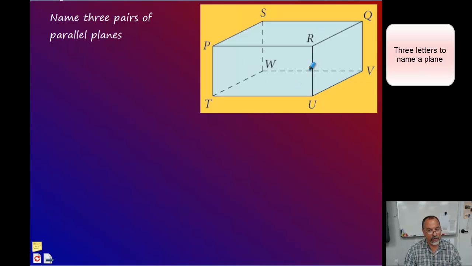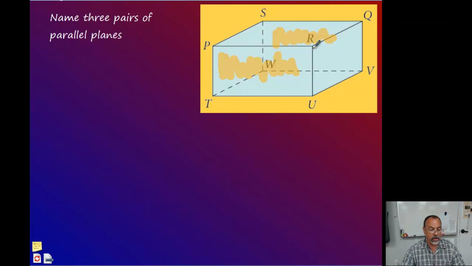Well, I'm looking at a box here. You think about a box. The front of this box, along with the back of this box, would be parallel. So let's go ahead and name those two. The front of the box has points P, T, U, and R in it, so I could use any three of those letters.